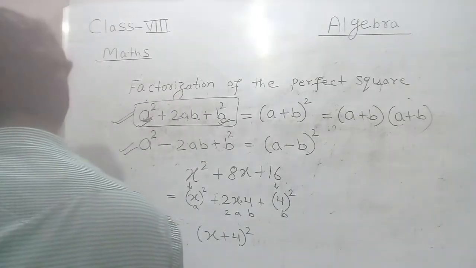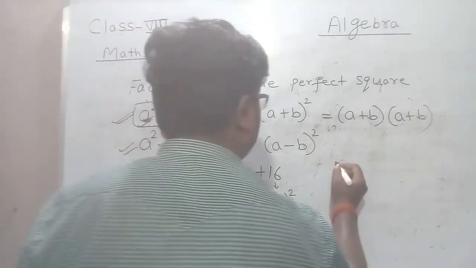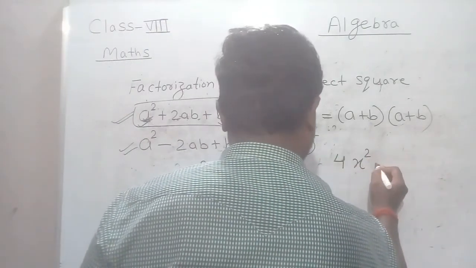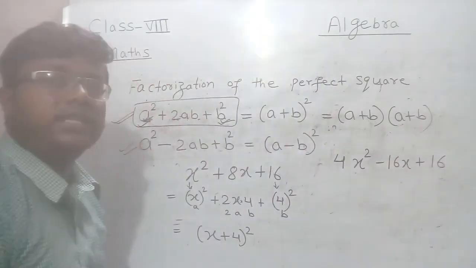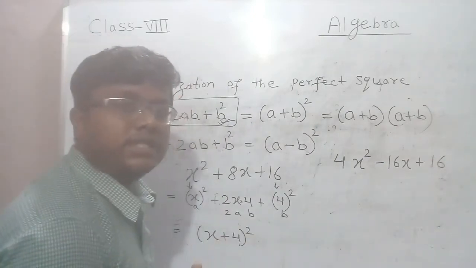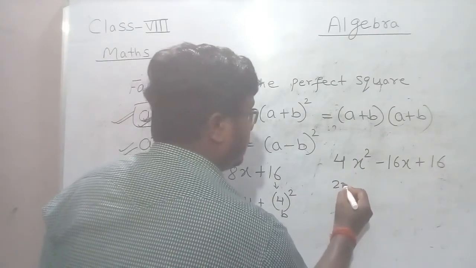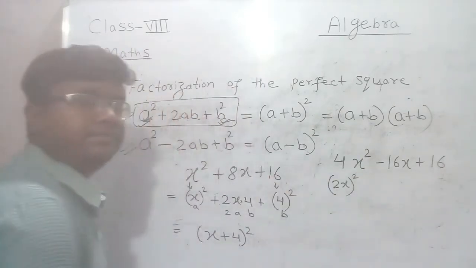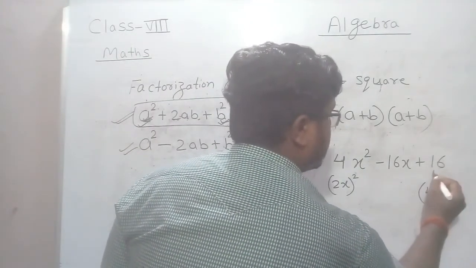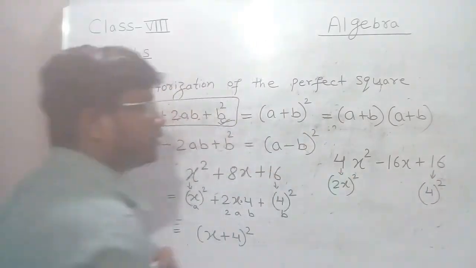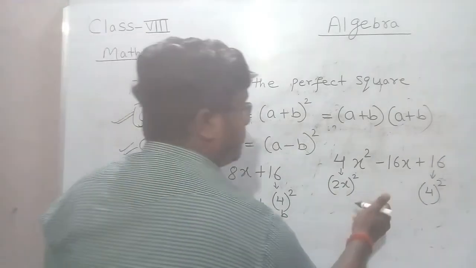Similarly, the question may be, suppose the question is 4x square minus 16x plus 16. Now let's factorize it. For this again we have to see the square terms. So this is your square term. 4x square, what can we write here? 2x whole square. This 16 we can write as 4 whole square. So 4x square I have written as 2x whole square. Now in the middle what must be?